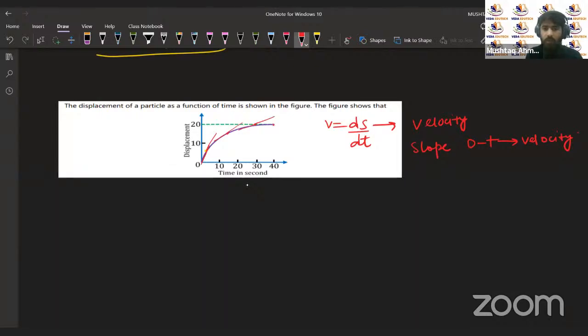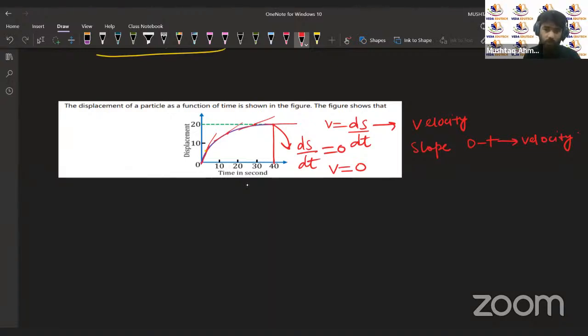And here, finally, at this point, the tangent will be parallel to the x-axis, or parallel to the time axis. We can say here the slope, or ds upon dt, is equal to 0, right? For a line which is parallel to the x-axis, the slope is equal to 0. So if the slope is 0, we can say that the velocity at this point is equal to 0, or we can say that at time t equal to 40 seconds, the particle stops its motion, or comes to rest, or the velocity becomes 0.